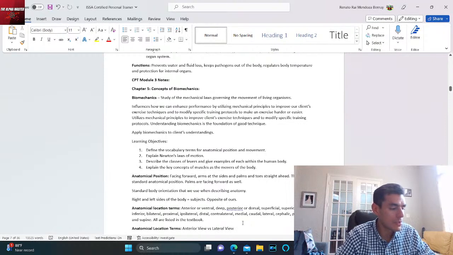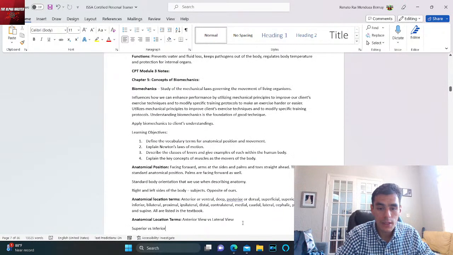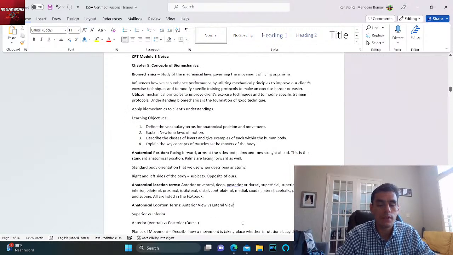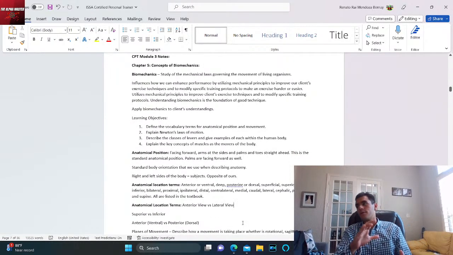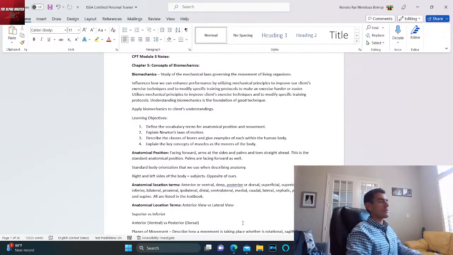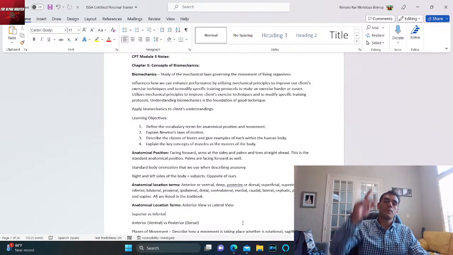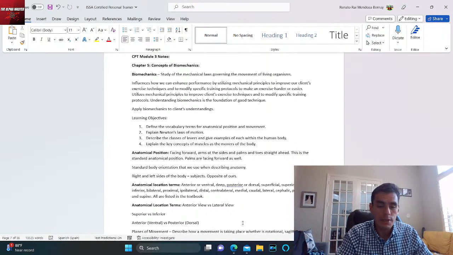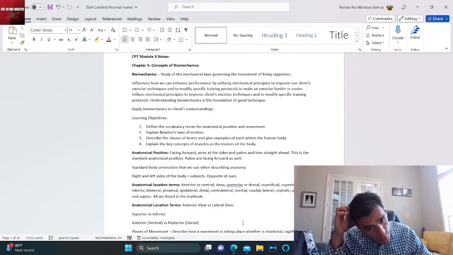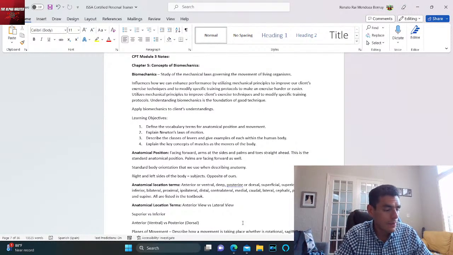Now, the anatomical location terms, anterior view versus lateral view. For each of them, there are two that are opposite to each other. The anterior view, this one, the lateral view, like this. Then superior versus inferior: superior is up, inferior is down. Anterior or ventral versus posterior or dorsal.